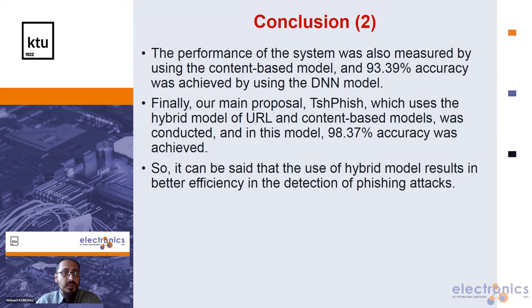Finally, our main proposal, which uses the hybrid model of the URL and content-based models, was conducted, and in this model, 98.37% accuracy was achieved. So it can be said that the use of a hybrid model results in better efficiency in the detection of phishing attacks.